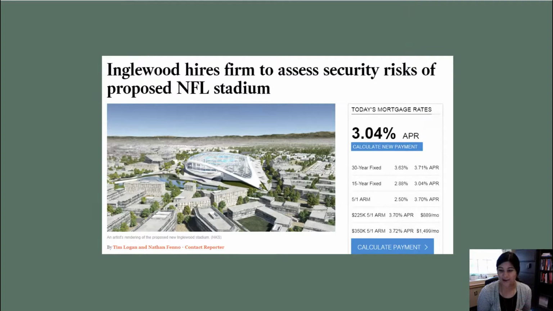Of course, a team owner and the city have resources that a lot of our organizations don't necessarily have, but this is an example of a situation where they did hire an outside auditor to assess risk.